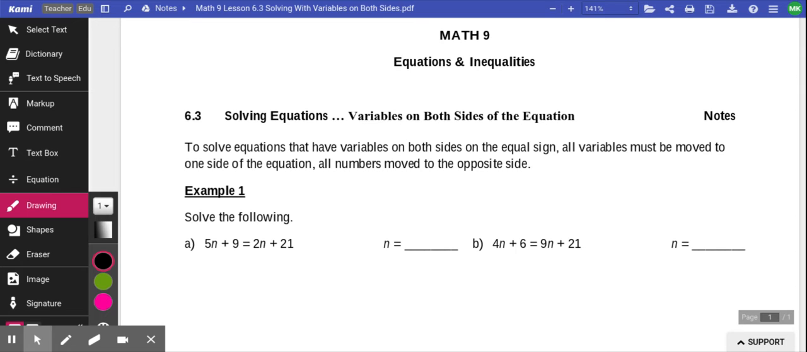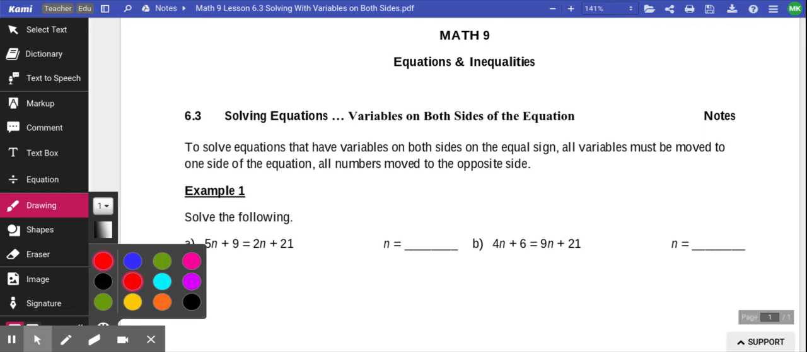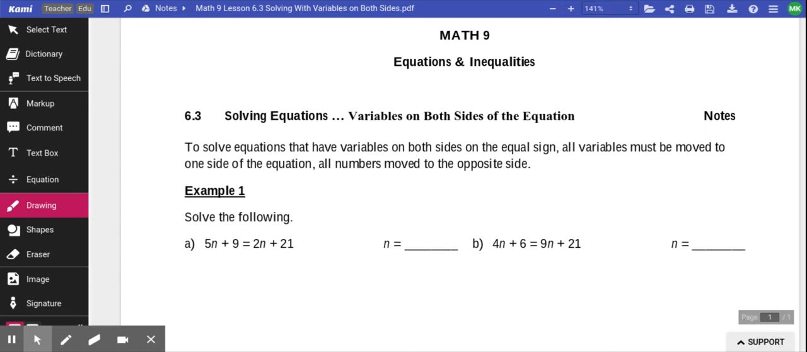I hope you've been enjoying our thrilling Math 9 videos. Today, we're going to continue on with solving equations. So that's what we've been doing the last couple lessons. In this one, we're going to have a unique situation where we're going to solve equations where there's variables on both sides of the equation, on both sides of the equal sign. Remember, variables means letters.